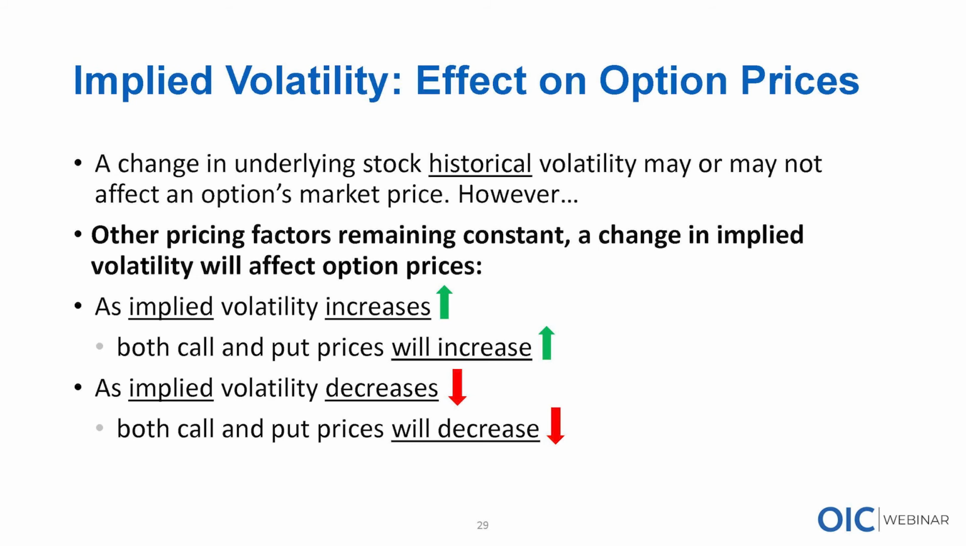So once again, as implied volatility increases, both call and put prices will increase. And as implied volatility decreases, call and put prices will decrease. And once again, implied volatility will have a greater effect on the farther term options than the near term options.